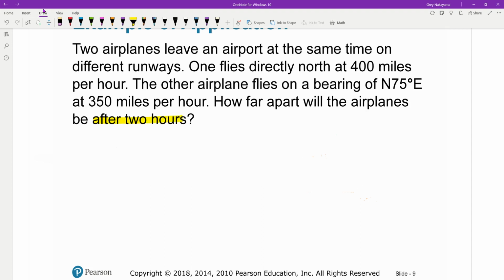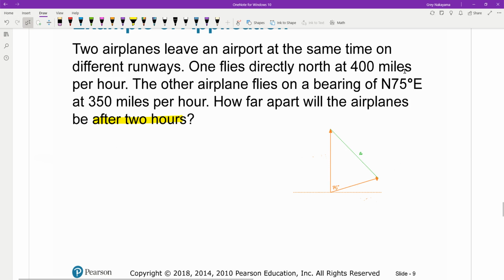So I have my picture, and let's just go with my horizontal here. I have one plane that flew directly north and one plane that flew 75 degrees east of north. Okay, so here's my 75 degrees. Okay, they're asking me how far apart the planes will be after 2 hours. So I'm basically looking for that side of my triangle. Now, you've got to know what is the length of this side right here. What is that distance and what is this distance?